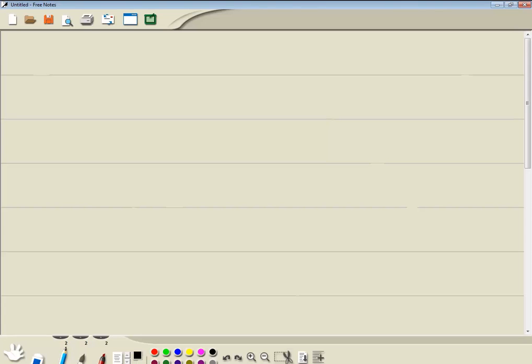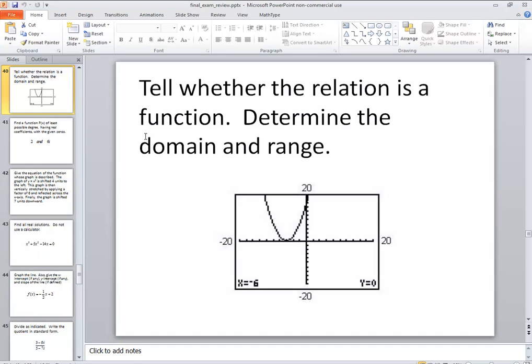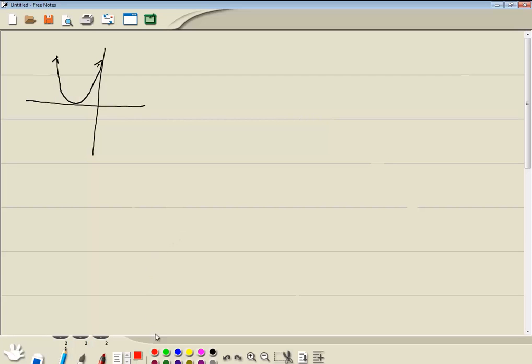Okay, so let's take a look at this one. The question is whether this is a function or not. Just to roughly sketch it, more or less looks like that. And the vertical line test says if we can draw a vertical line somewhere that intersects at two or more places, then it's not a function.